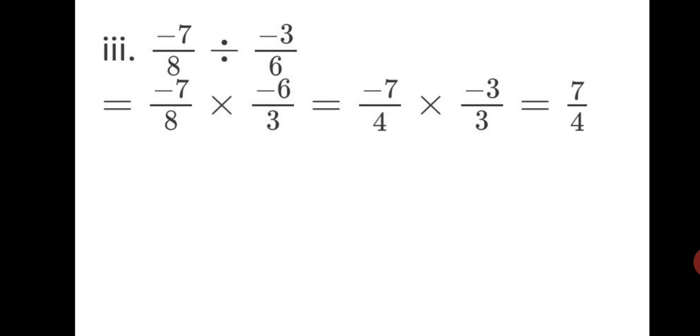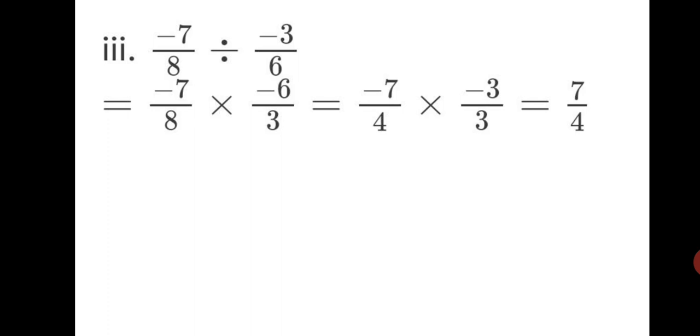Now see if you can reduce. 7 upon 8 can't reduce. But 6 and 8, see the cross numbers. 2 3s are 6. 2 4s are 8. We will say 6 upon 3 also can be reduced. 3 1s are 3, 3 2s are 6.